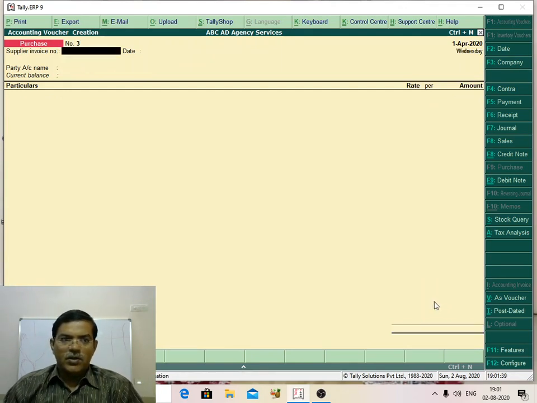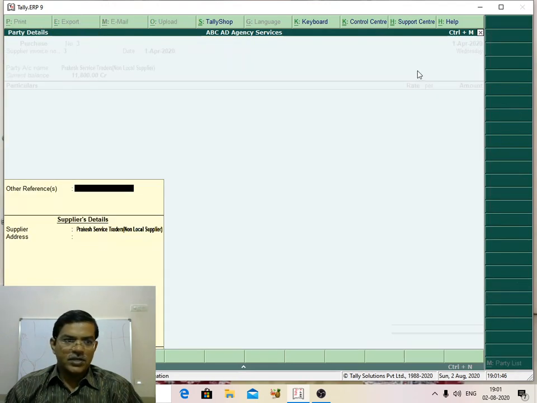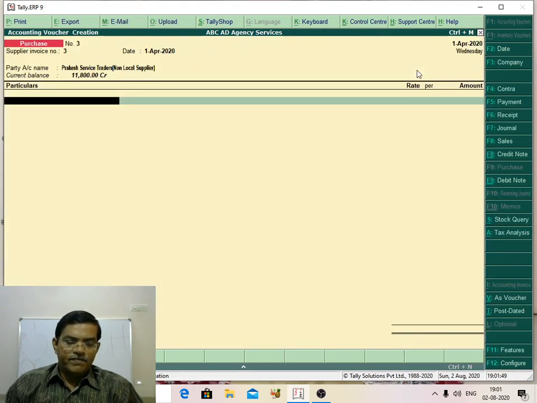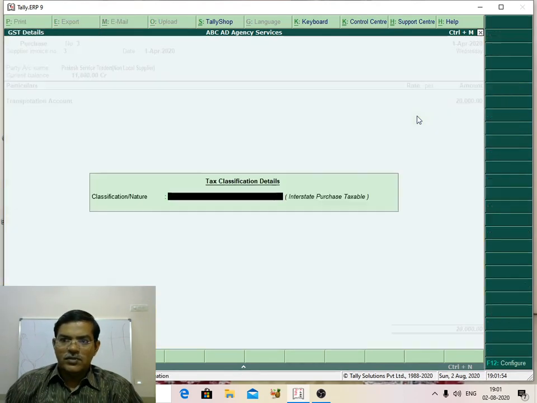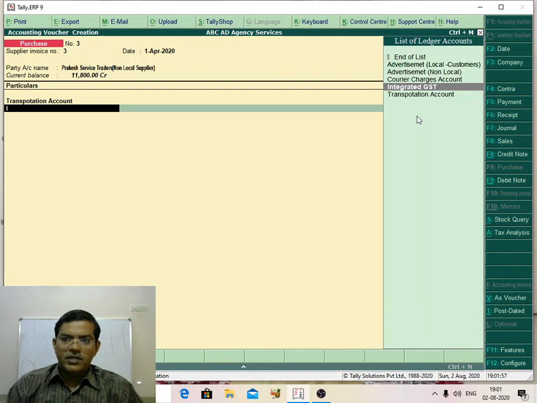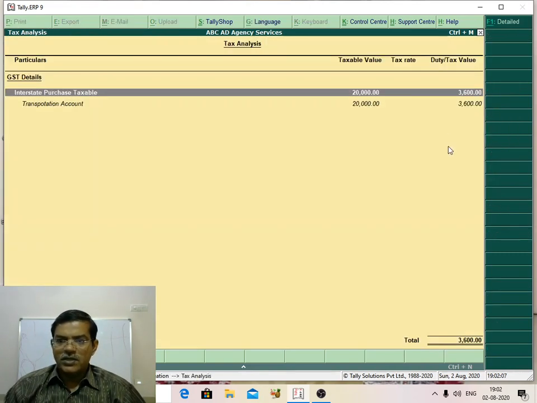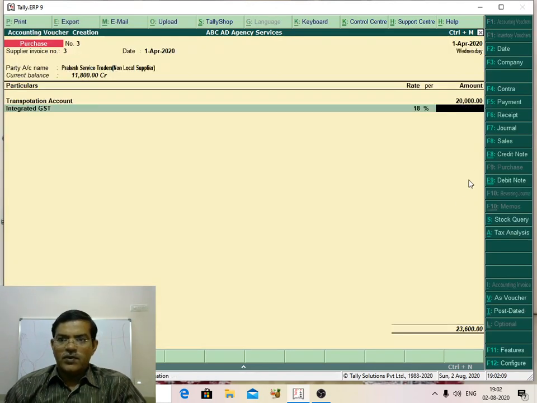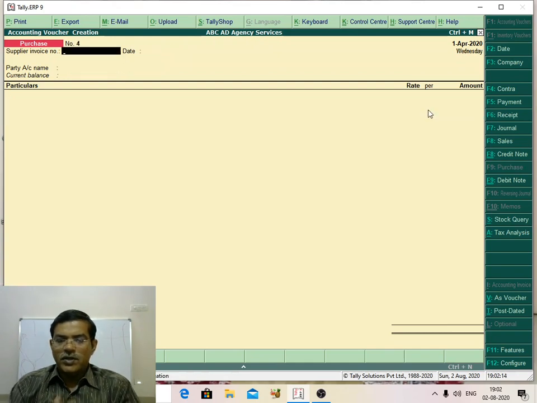Now I purchase one more thing from a non-local supplier, Prakash Traders, and I am taking the transportation charges. It is 20,000, and integrated tax 18%, that is 3,600. The system automatically calculates it. You can see the tax rate, and you can also print. Just use Control A to access the screen.